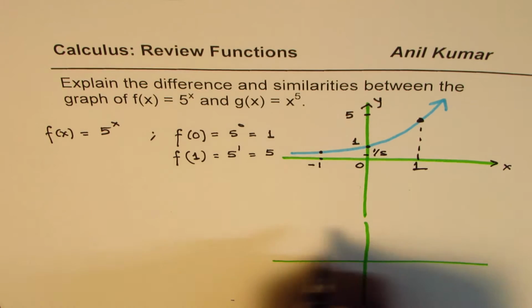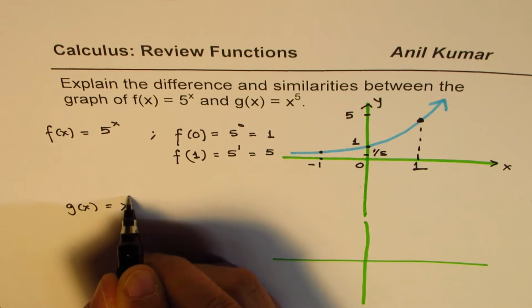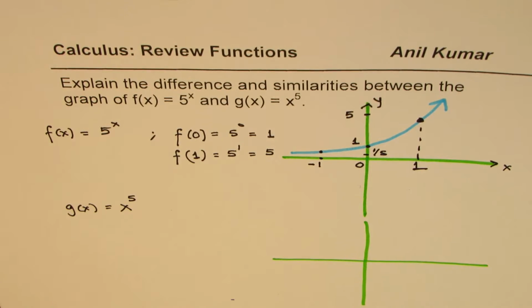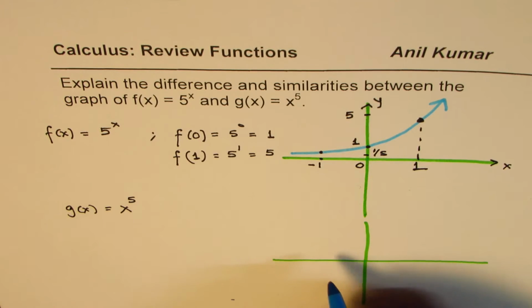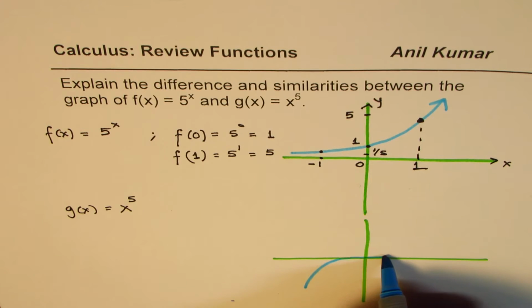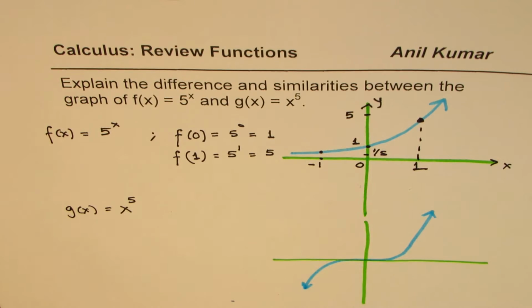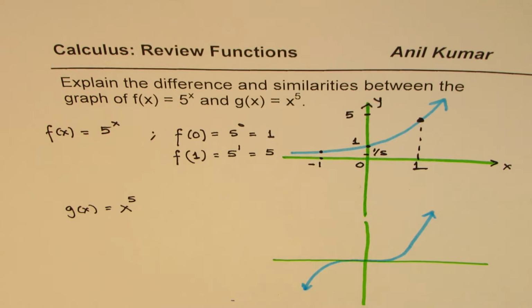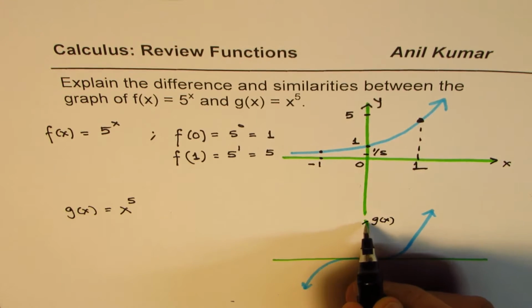Now let me sketch the other function, which is g of x equals x to the power of 5. Now can you tell me how will this function look like? Well, this is a polynomial of degree 5, correct? So it will be kind of like this, like a cubic function, but flatter at 0, right? Because it has 5 roots at 0, right? So this is the function which is g of x. So this is g of x for us.